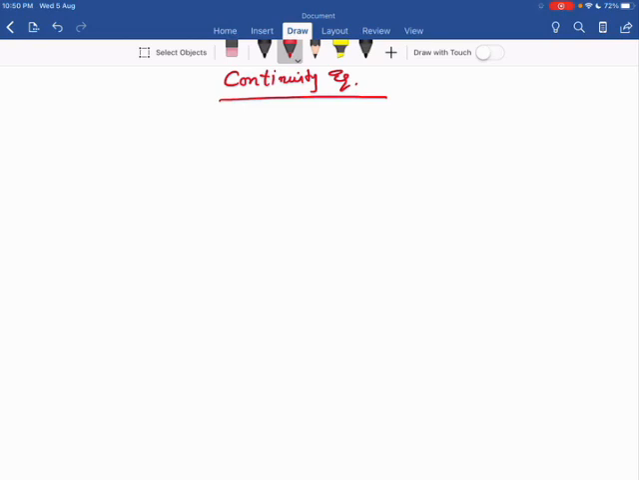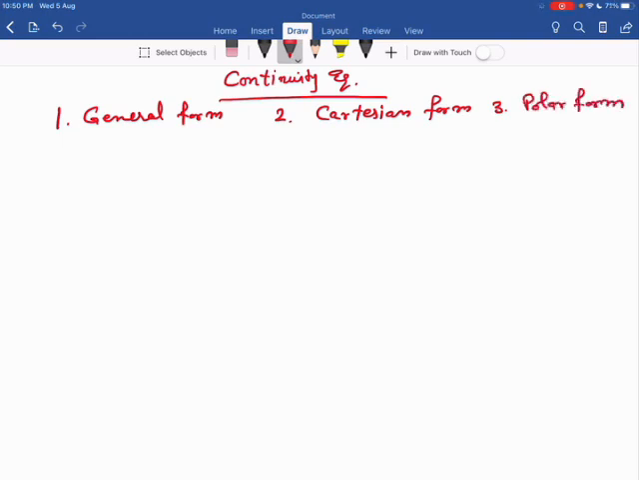So in our syllabus we have three forms of continuity equation. One is the general form, second is the Cartesian form, and third is the polar form. So we have three forms of continuity equation in our syllabus. I first try to derive the general form of continuity equation.